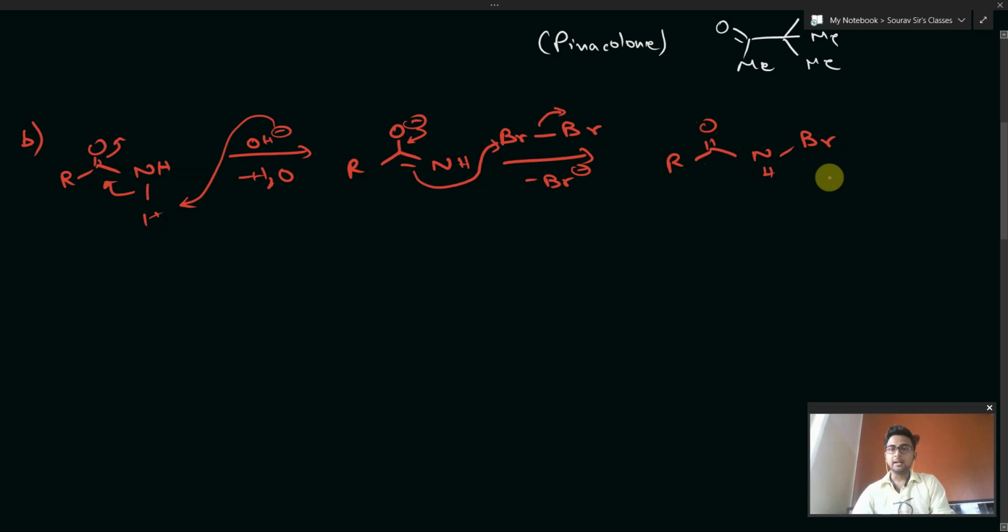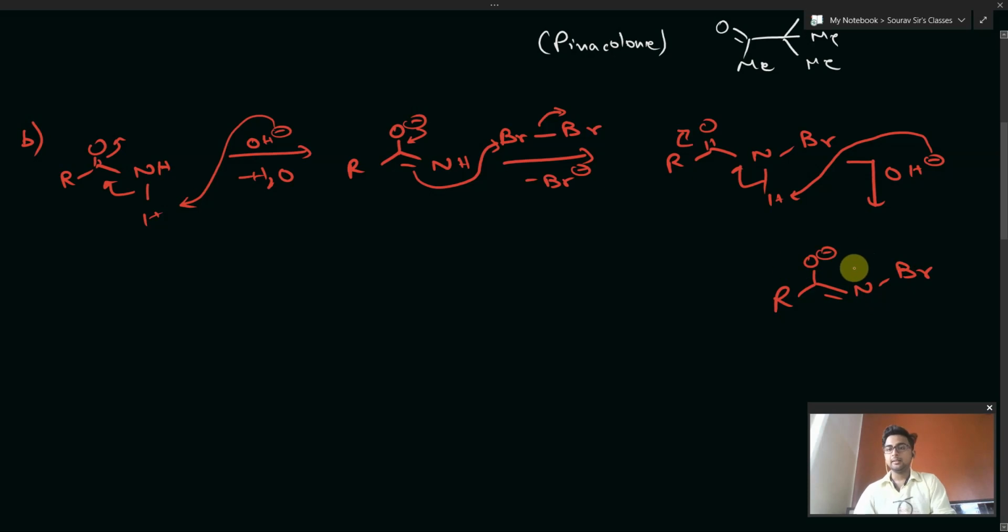Okay, again the same mechanism is followed. This H is there in the system. Now OH minus is present in the system, since we have given sodium hydroxide. So this would attack over here, this would fall over here, and an oxide ion would be formed. So N-Br, and here O minus is present.